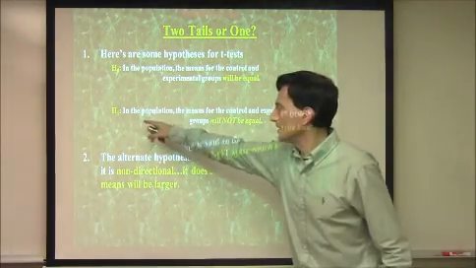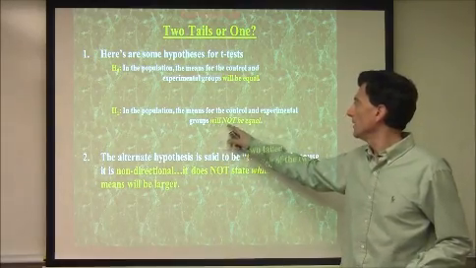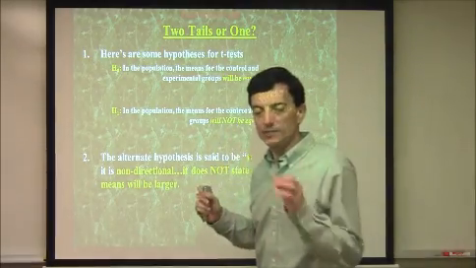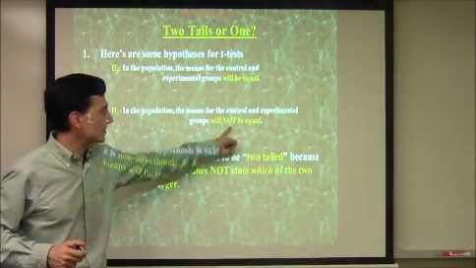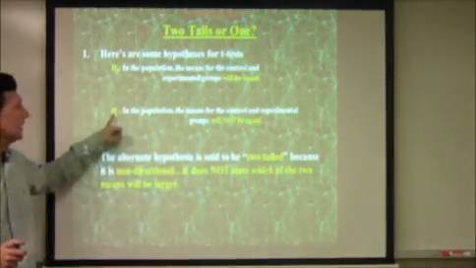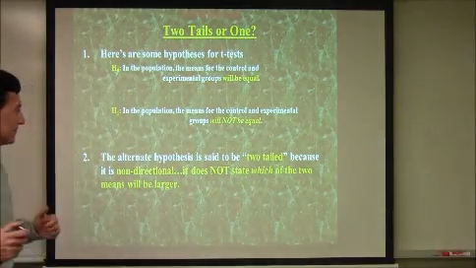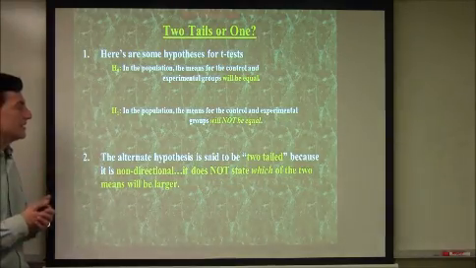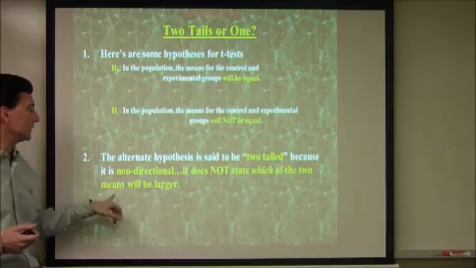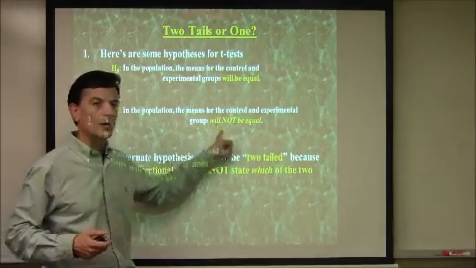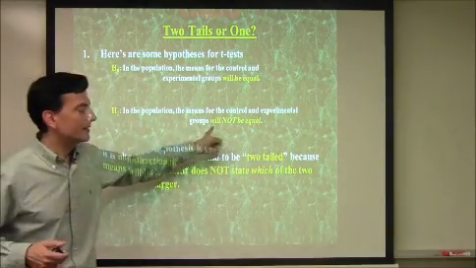The alternate hypothesis, H1, would be in the population, the means for the control and experimental groups will not be equal. Okay, so just as we had done before, in the chi-square case, we can simply insert the not and change this to an H1, and we now have our alternate hypothesis, also called our research hypothesis. The alternate hypothesis is said to be two-tailed because it's not directional in this particular case. It does not state which of the two means will be larger. All we're saying here in the alternate hypothesis is that we would expect inequality.